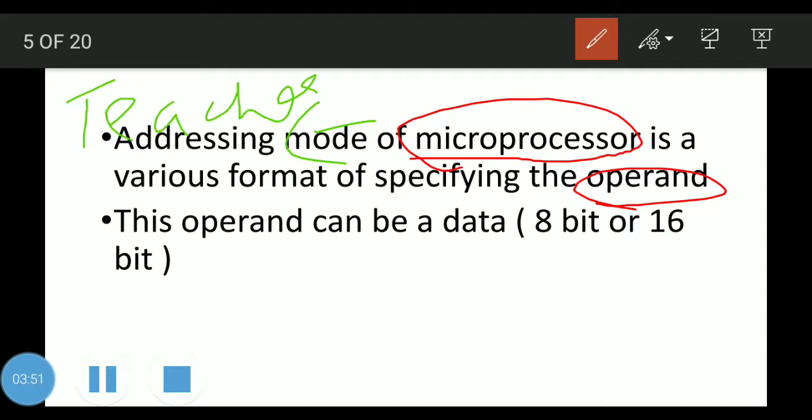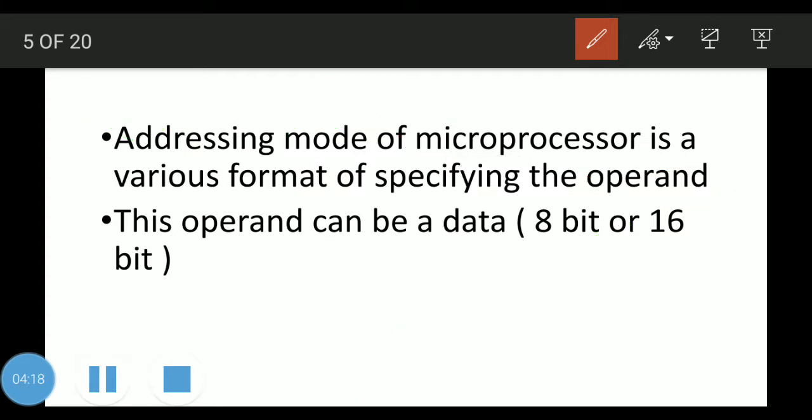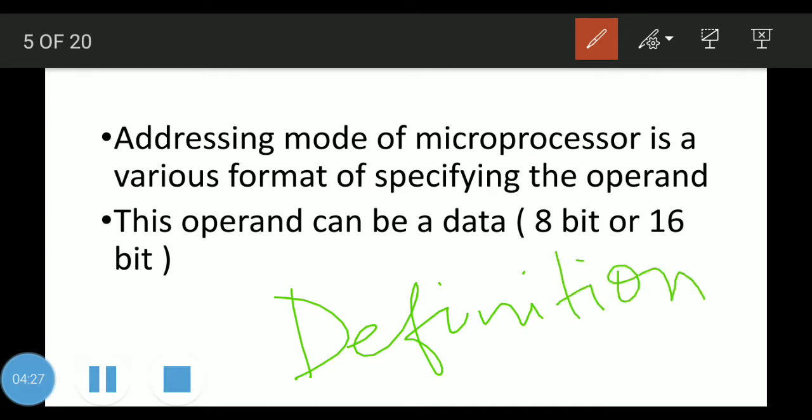The various ways to ask a question of a student, by roll number or by name, become a format. Like that, the microprocessor also has various formats. Addressing mode of a microprocessor is the various formats of specifying the operand. Understood, student? This definition is clear. Now the definition of addressing mode is clear. What are you going to write for the definition? Addressing mode of a microprocessor is the various formats of specifying the operand. This operand can be data, 8-bit or 16-bit.